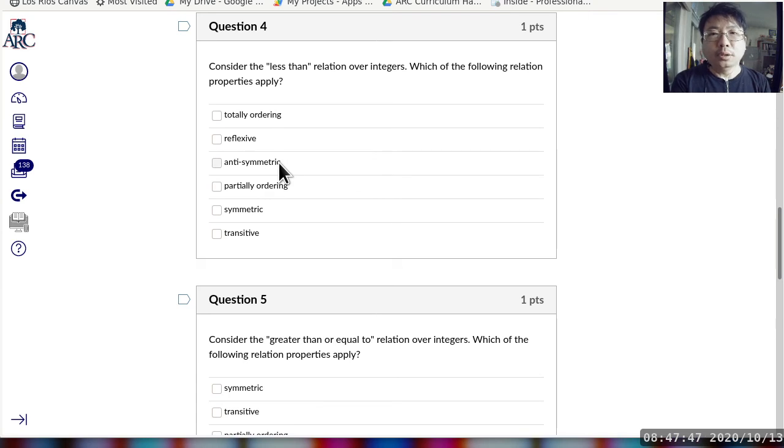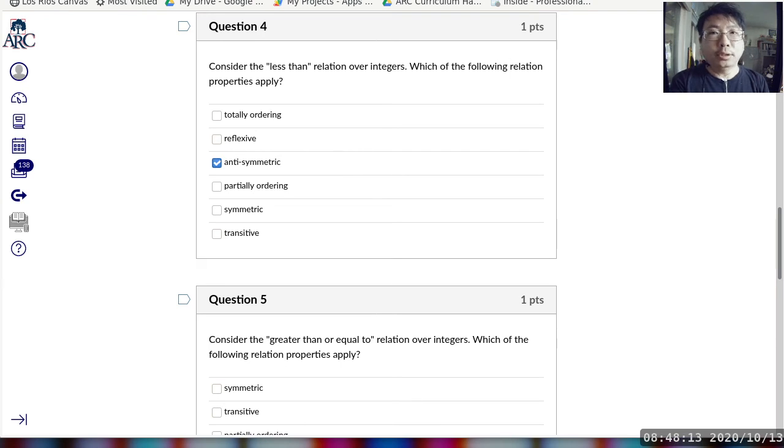But we still have to consider the other ones. So the next one is anti-symmetric. Anti-symmetric is saying if A relates to B and B relates to A, do A and B equal each other? And very interestingly, it is anti-symmetric. Okay, so that's kind of awkward, right? How is that possible?